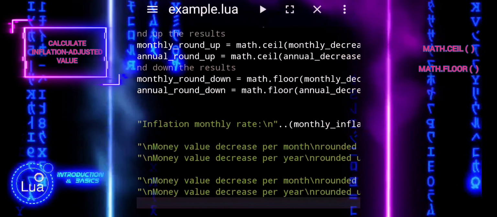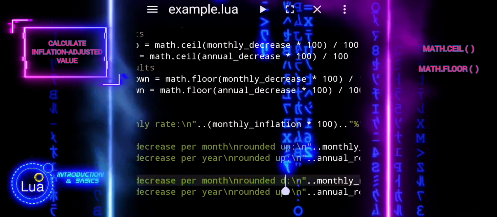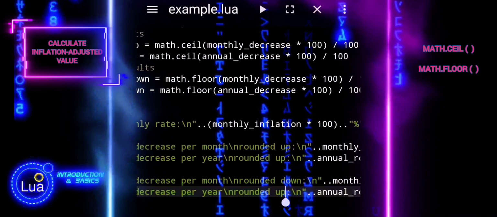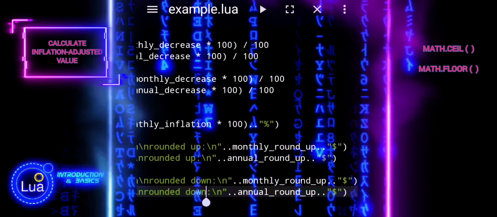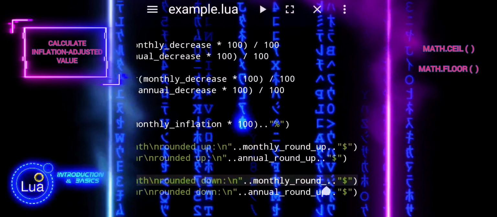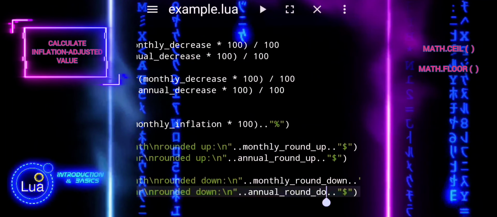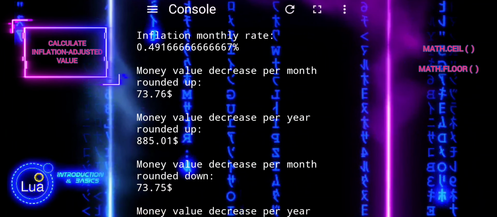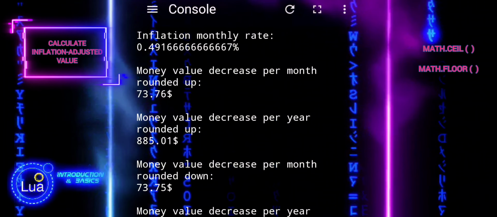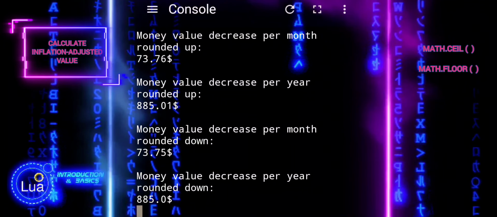This tutorial demonstrates how math.ceil and math.floor can be used to round values to achieve different levels of precision. The precision is crucial in financial calculations where small differences can have significant impacts. These functions provide versatile rounding options. Math.ceil rounds up to the nearest integer, while math.floor rounds down. This versatility allows for fine-tuning calculations to meet specific requirements.